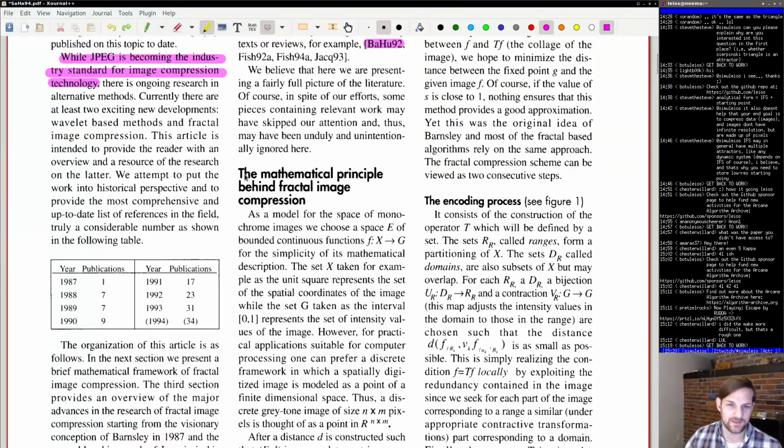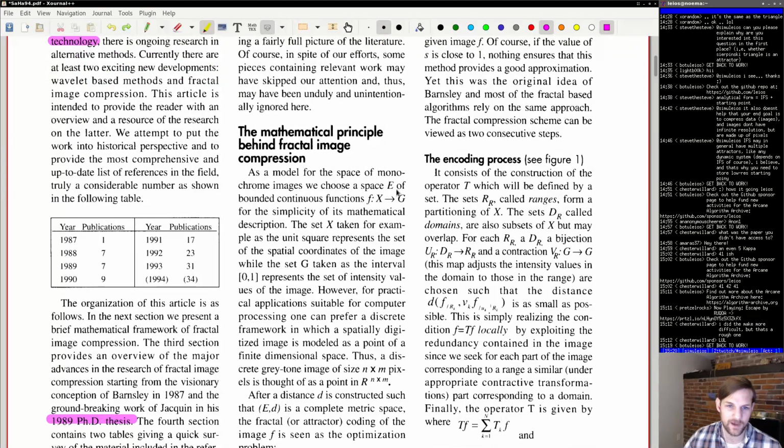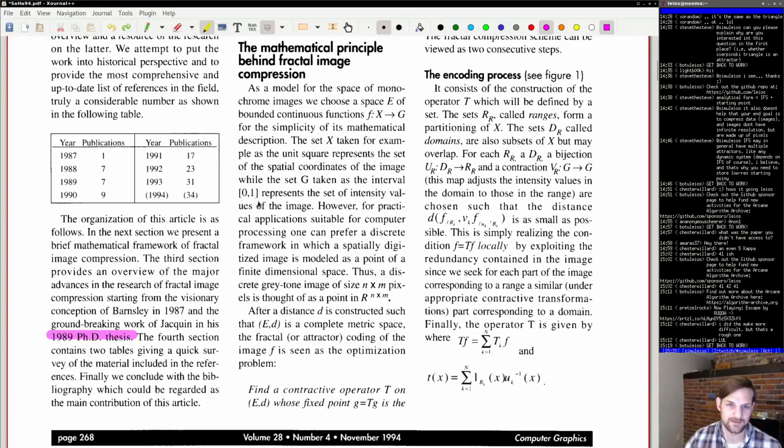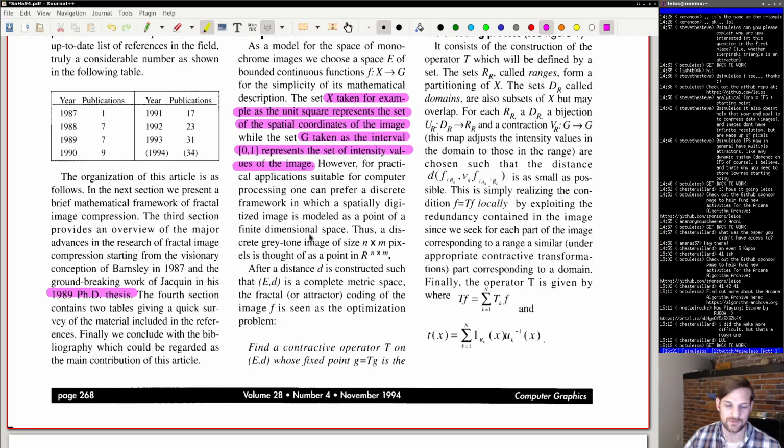Anyway, okay. "The mathematical principle behind fractal image compression. As a model for the space of monochrome images, we choose a space E of bounded continuous functions, f of x onto g, for simplicity of its mathematical description. The set x taken, for example, as a unit square represents the set of spatial coordinates of the image, while the set g taken as the interval 0 to 1 represents the set of intensity values of the image." So x is the unit square representing the set of spatial coordinates of the image, and g is the interval from 0 to 1, representing the set of intensity values of the image. "However, for practical applications suitable for computer processing, one can prefer a discrete framework in which a spatially digitized image is modeled as a point of finite dimensional space."